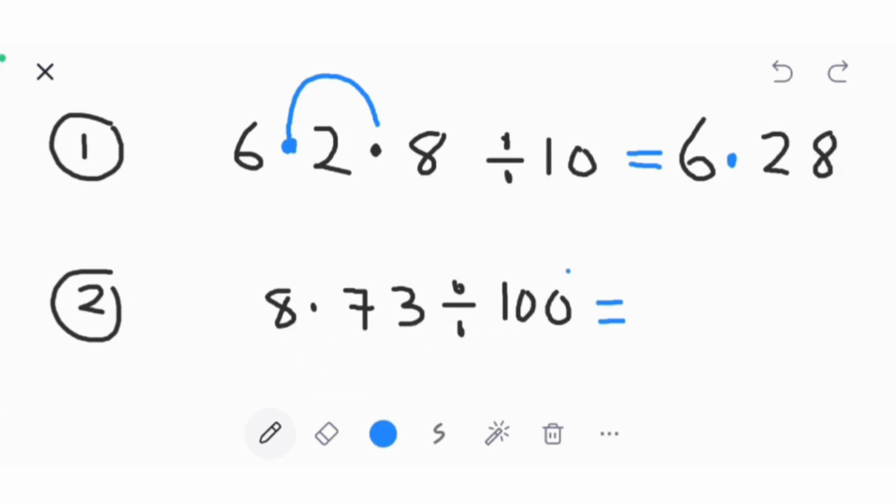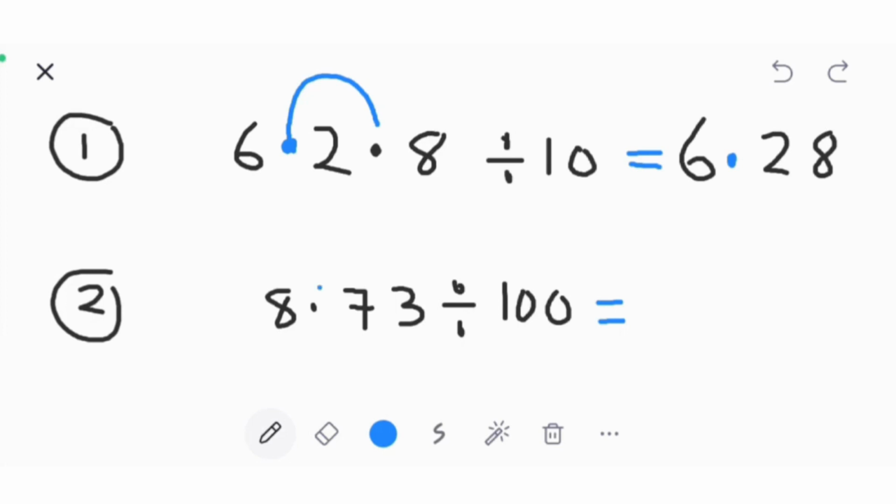For this question, we have 100. How many zeros do you see in 100? There are 2 zeros in 100. That means you will move the decimal point 2 times. And because we are doing division, you will move the decimal point to the left. Let's do that now. So you move the decimal point 2 times.